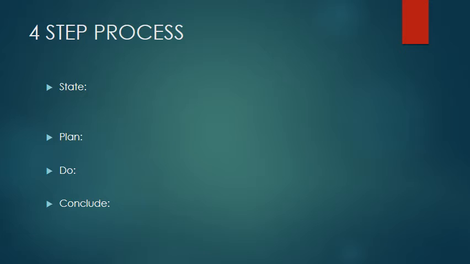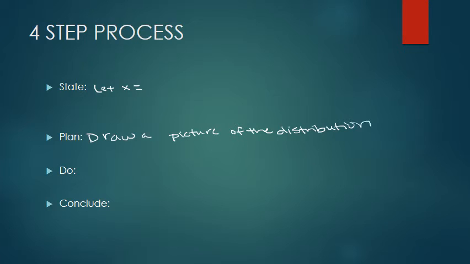The first step is to state, and usually this is where you have your let statements, like let x equal whatever. The plan part is usually where you're going to draw a picture. You might draw a graph. In our case, most of the time we're going to draw a picture of the distribution and shade the area of interest under the curve.